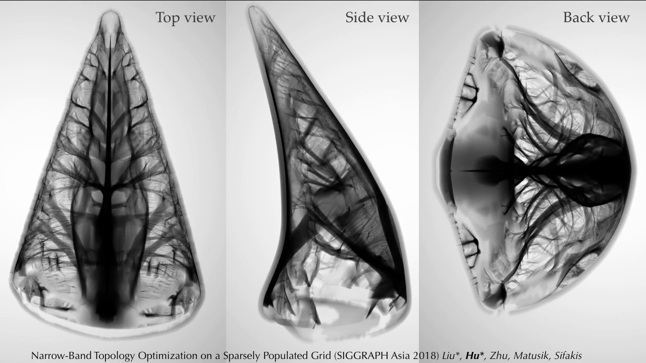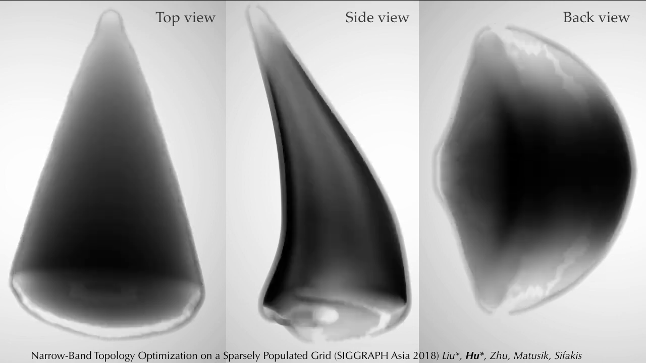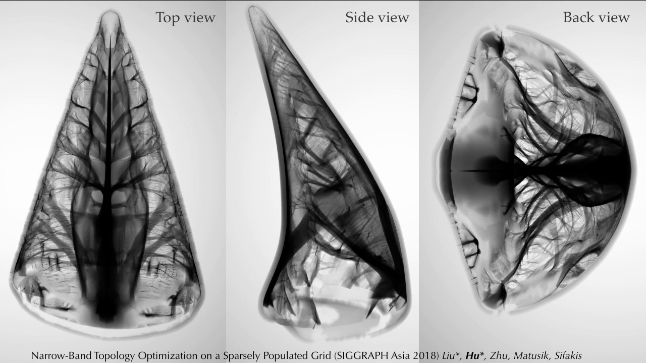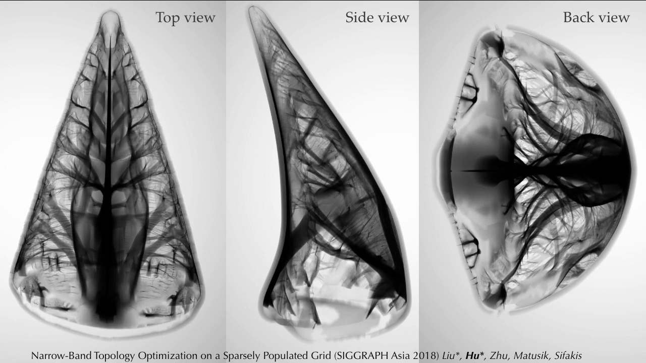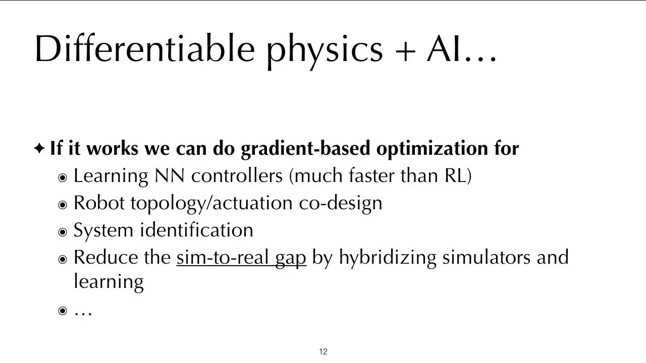I'm showing the optimization process from the initial guess to the final optimized structure. As you can see, this gradient-based optimization can really be powerful, and it gives you very fine detailed structure within this very big structure. That's for differentiable physics for more classical applications.